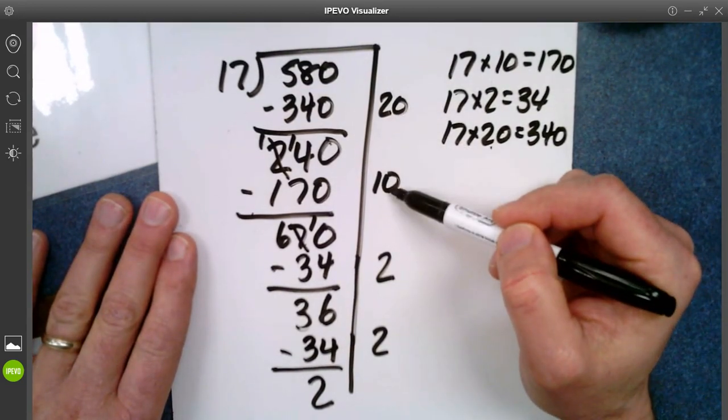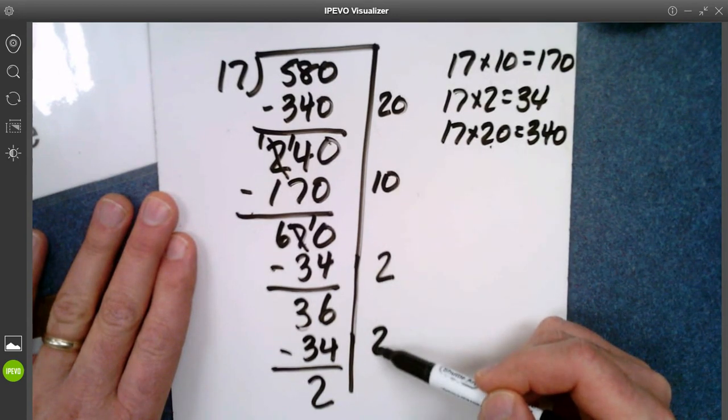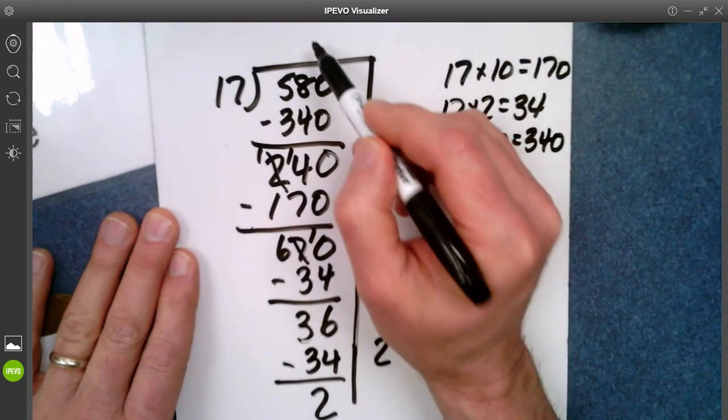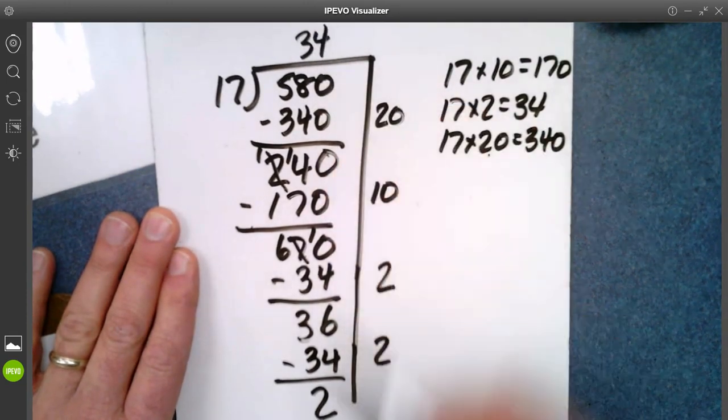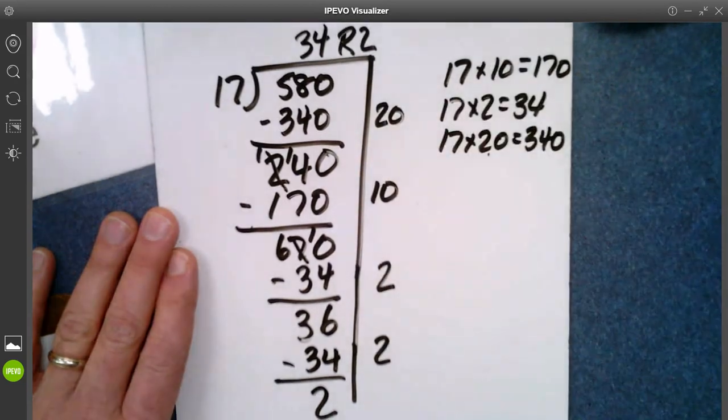So now I'm going to add up all my partial quotients. 20 plus 10 is 30. 30 plus 2 is 32. And another 2 is 34. So my answer is 34. And what's left is my remainder, remainder 2.